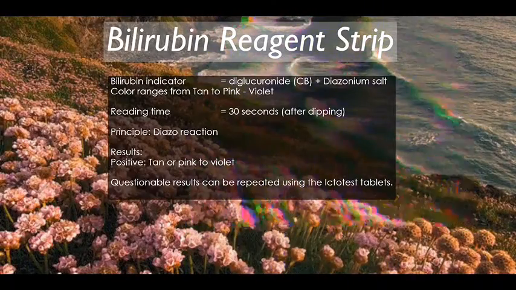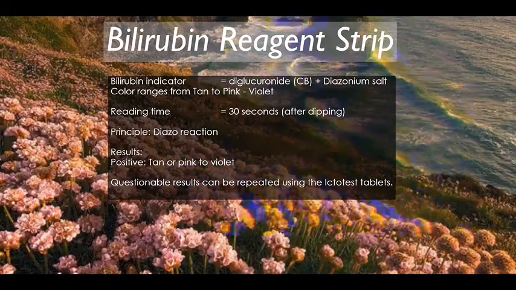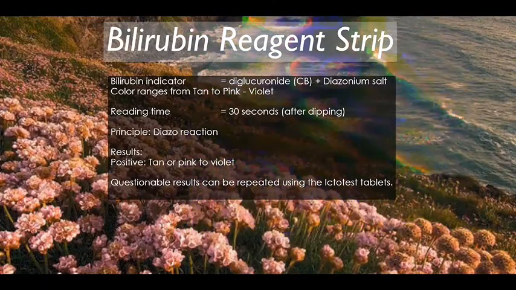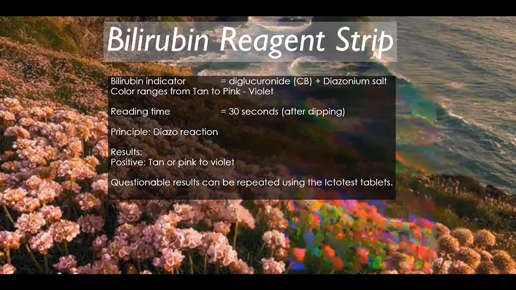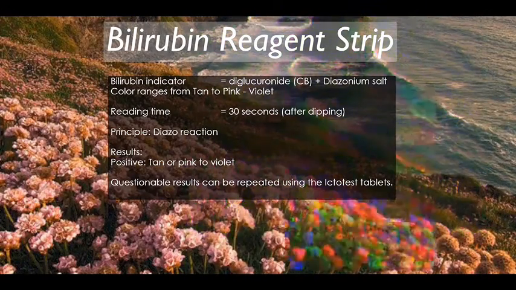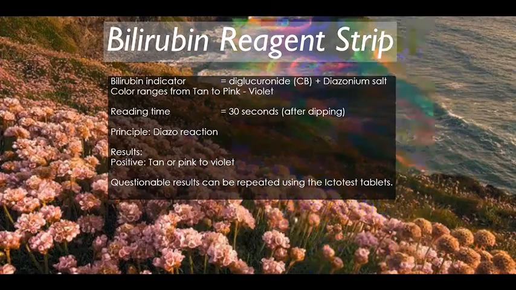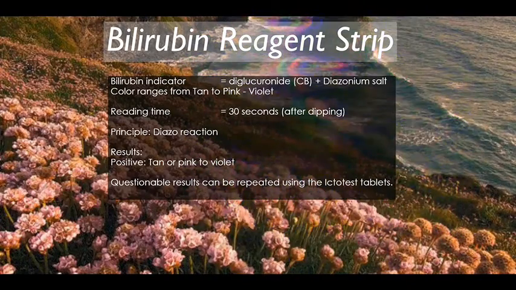Here we have the reagent strip for bilirubin. The bilirubin indicator is diglucuronide plus diazonium salt. The color changes correspond to the urine specimen's amount of bilirubin at the reading time of 30 seconds after dipping. Its principle is the diazo reaction. The positive result is pink to violet in color. Questionable results can be repeated using the Ictotest.